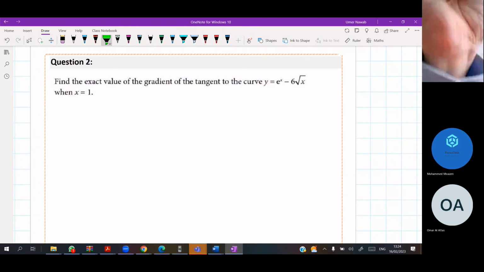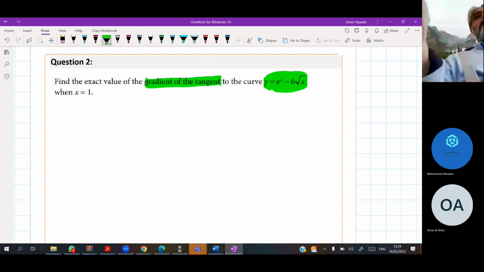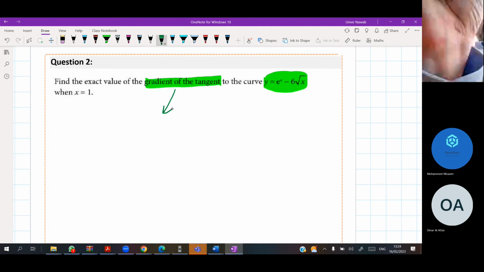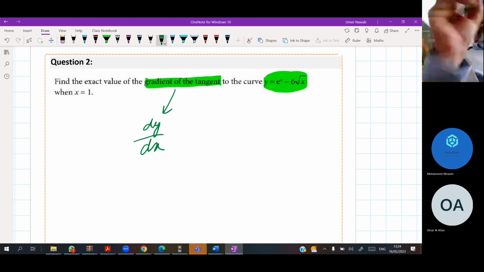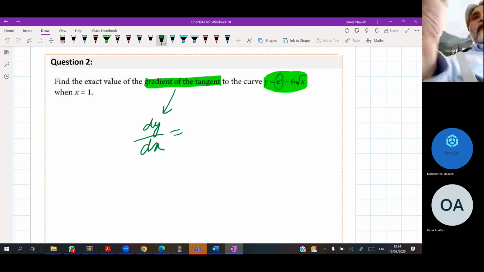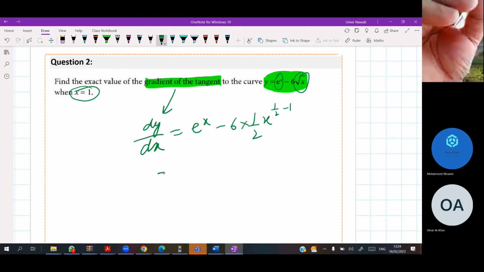Sometimes the examiner in the exam can ask you about the gradient of a tangent. Basically, gradient means you need to find dy by dx. So the dy by dx of this is e^x as it is, minus 6. It is the power rule: the power goes back, and you subtract 1. And he said you have to substitute x equals 1.